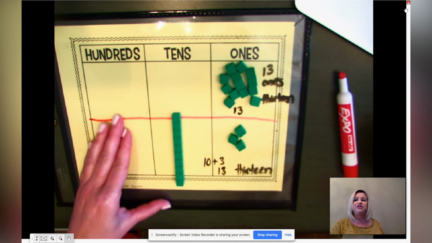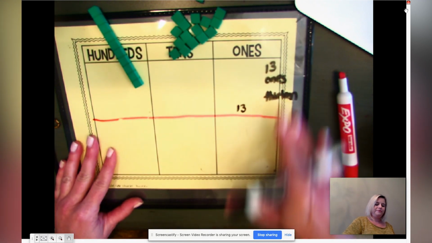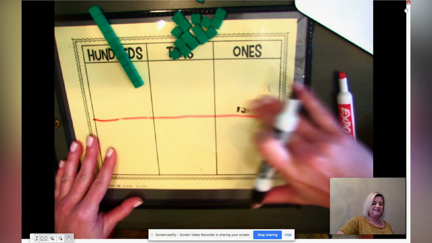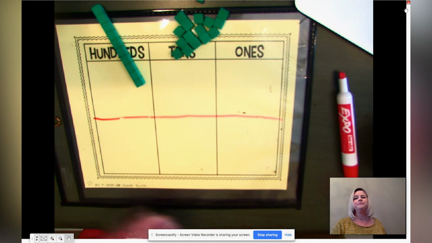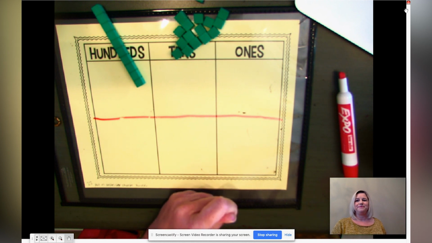Now, let's do a different problem. What could our next task be? I think maybe we should say you have 17 sticks that you found out in the yard. Go ahead and model 17 ones under the ones column. Remember, you can count by ones, twos, or fives.